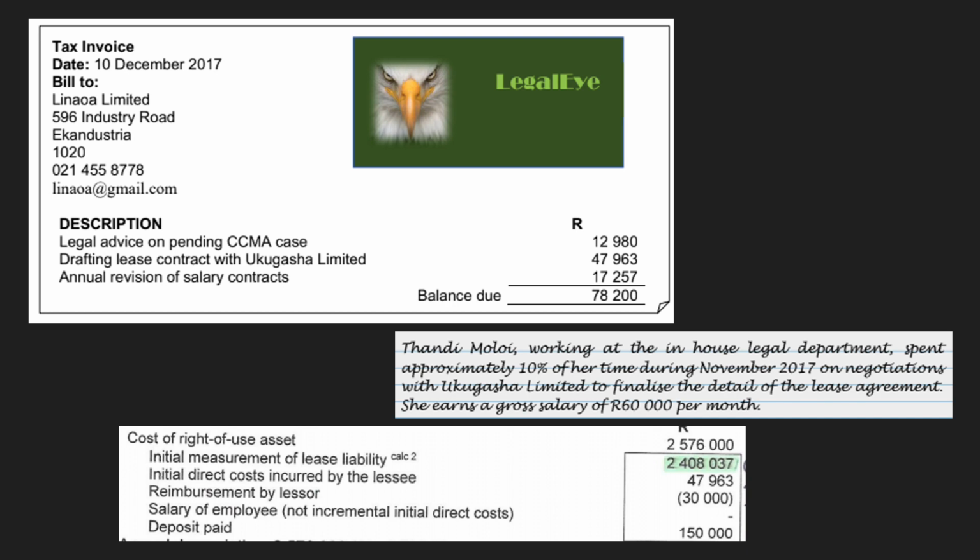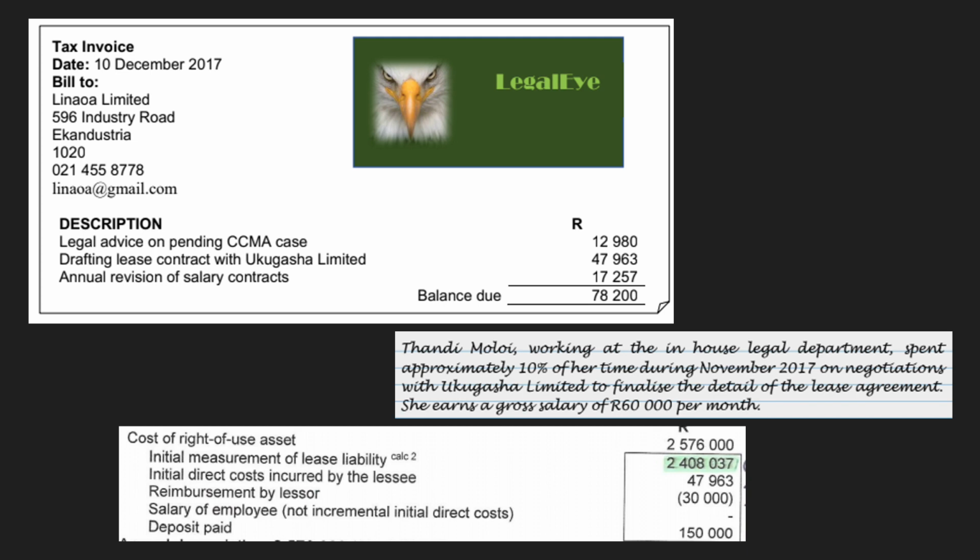So we know that we received a tax invoice from Legal Eye, and Legal Eye gave us some advice on a pending CCMA case. That CCMA case had nothing to do with the lease, and therefore that 12,980 Rand cannot be included as an initial direct cost. We then have fees for the drafting of the lease contract. That can be included because that drafting of the lease contract relates to this lease. And then the annual revision of salary contracts also cannot be included, specifically because it doesn't relate to the lease. So you would then add the 47,963 Rand. If you just included the 78,200 Rand, it was incorrect.